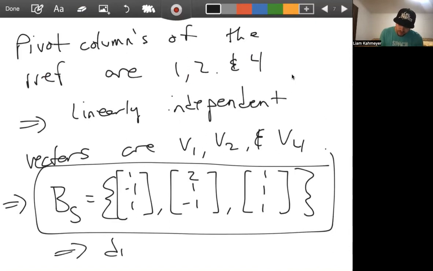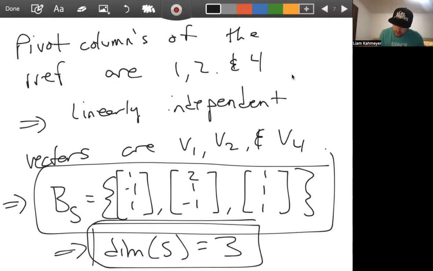What does this mean? This implies that the dimension of S is what? The number of basis elements is equal to the dimension of the space, right? So that means the dimension of S is 3. It's a three-dimensional vector space.